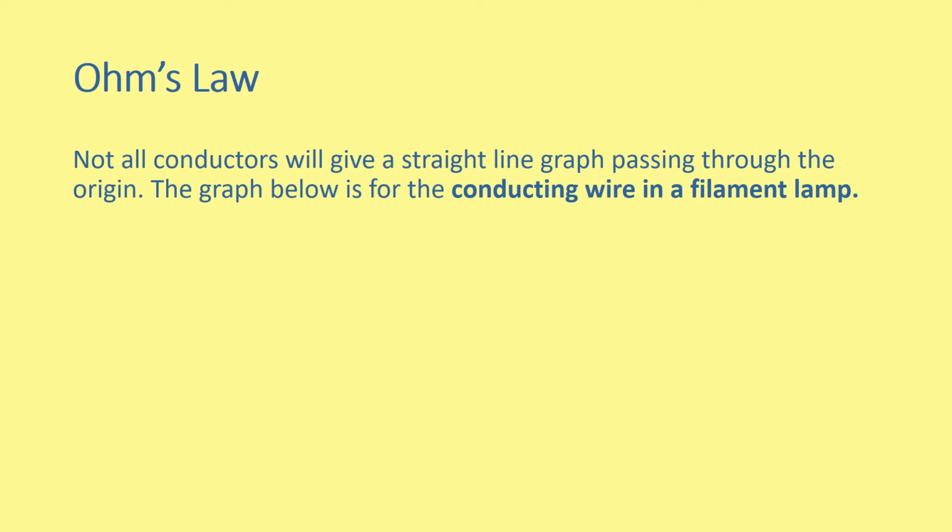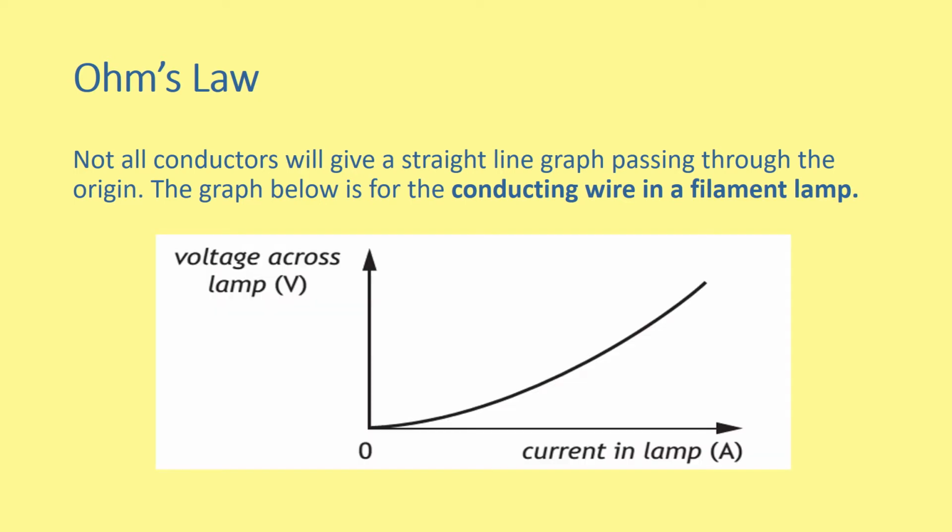But not all conductors will give a straight line graph passing through the origin, and that's because for some conductors, as the amount of current passing through them increases, the temperature of the component also increases, and this affects the resistance. The graph below is for the conducting wire in a filament lamp.